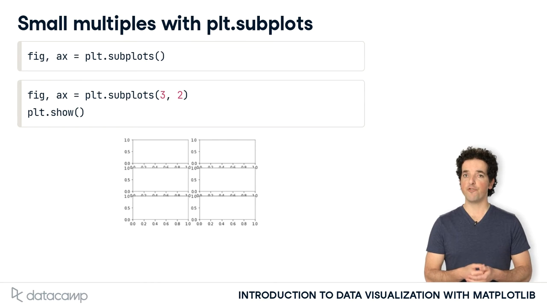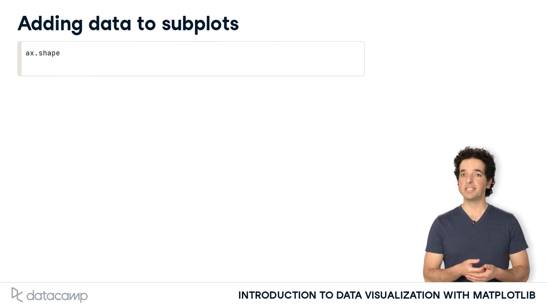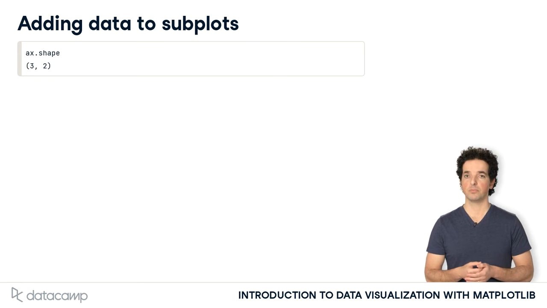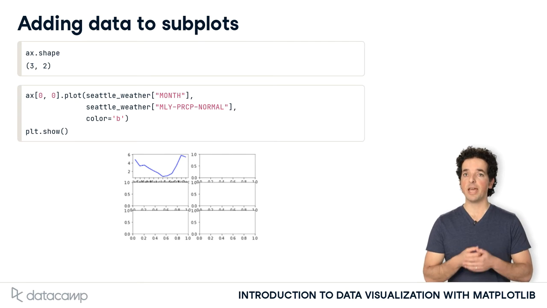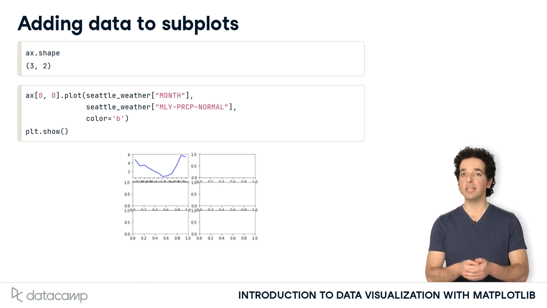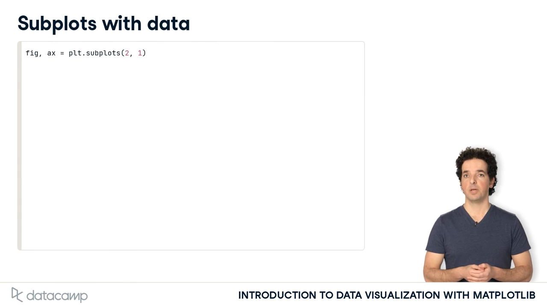In this case, the variable ax is no longer only one axis object. Instead, it is an array of axes objects with a shape of 3 by 2. To add data, we would now have to index into this object and call the plot method on an element of the array. There is a special case for situations where you have only one row or only one column of plots. In this case, the resulting array will be one-dimensional, and you will only have to provide one index to access the elements of this array.